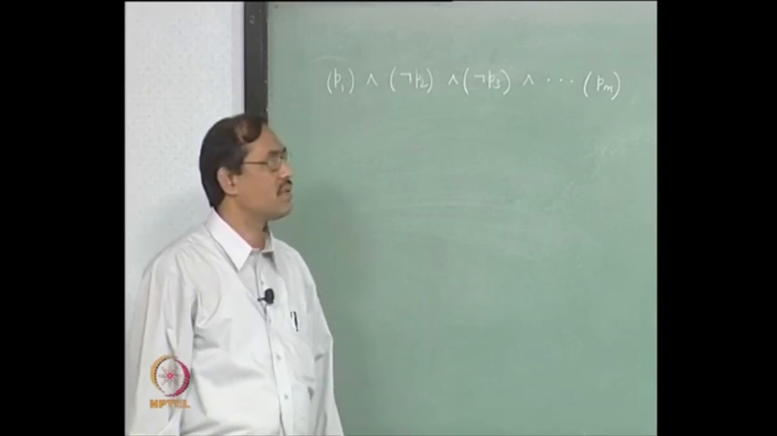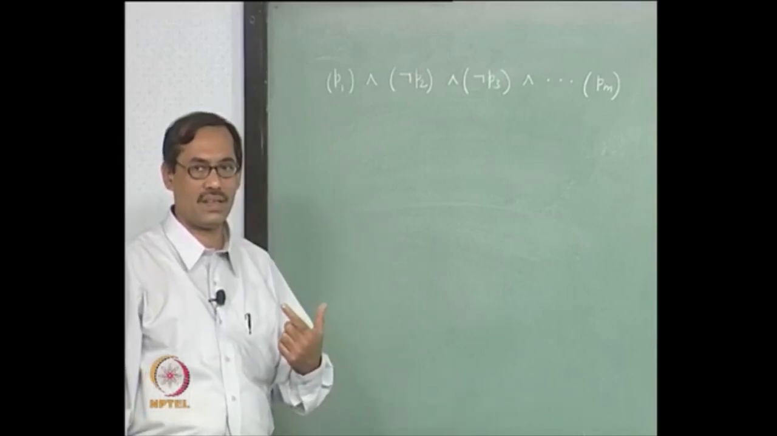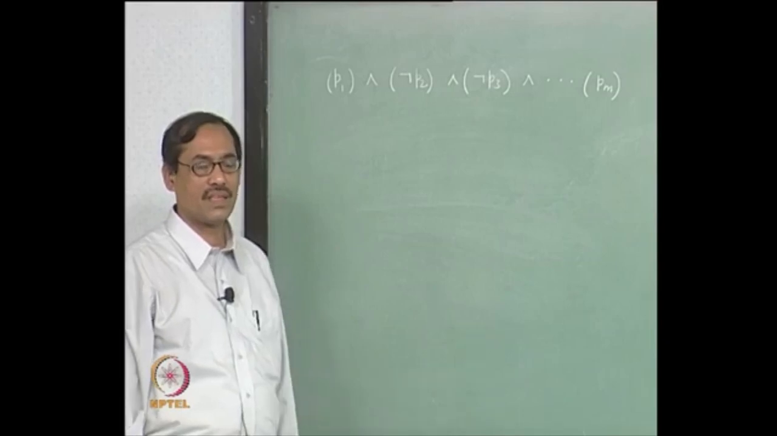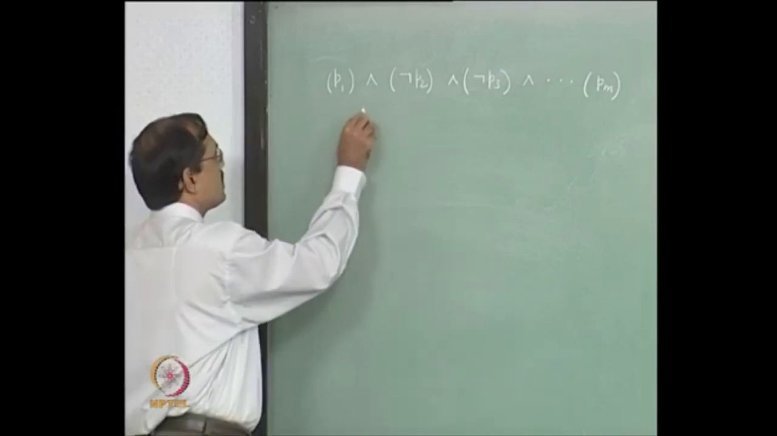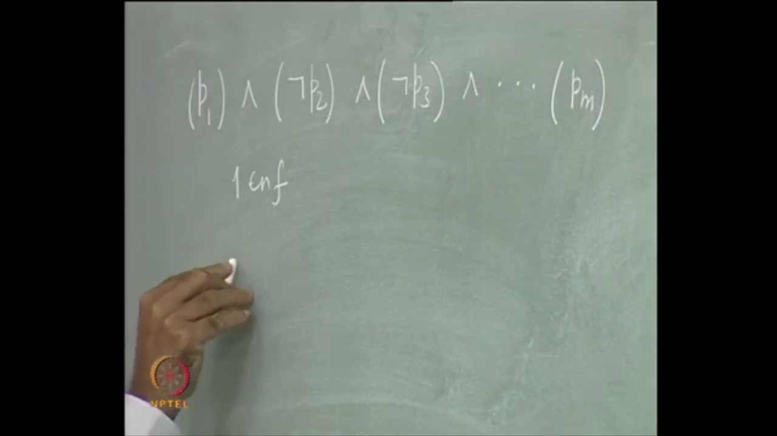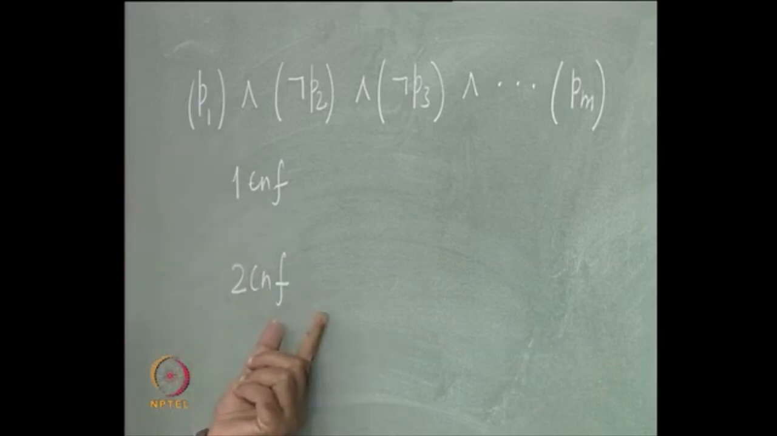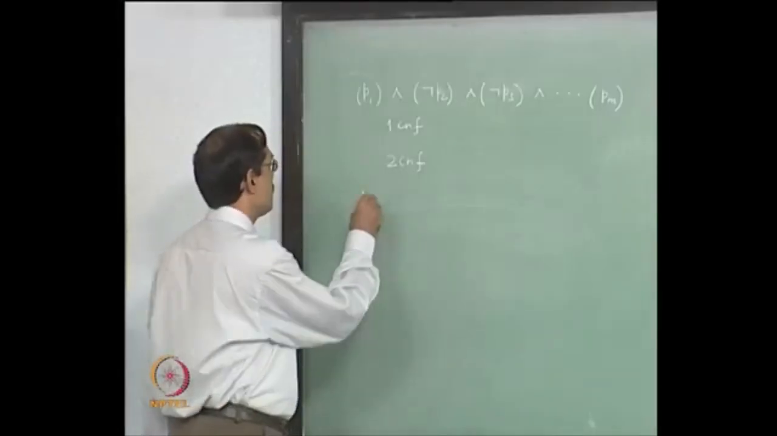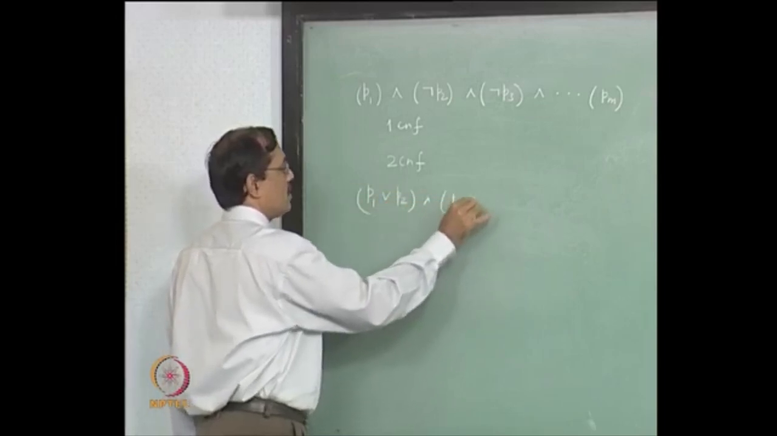This is a subclass, and these propositions are said to be in 1 CNF, in each clause there are at most one literal present. So, there is no disjunction in any of these clauses. This is a 1 CNF. Similarly, you can have a 2 CNF, in which each clause will have at most 2 literals. So, there can be at most 1 disjunction there. For example, you take say P 1 or P 2 and P 1 or P 3.